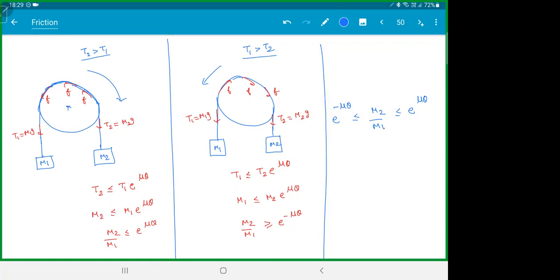Just to take it a little further, from there we get the ratio m2 by m1 is less than e^(μθ) and m2 by m1 is greater than e^(−μθ). As long as this ratio is between these two values, you're safe. The rope will not slip. Anything more or less, you have lost. This is slightly out of portion. You can handle it, but a little different.